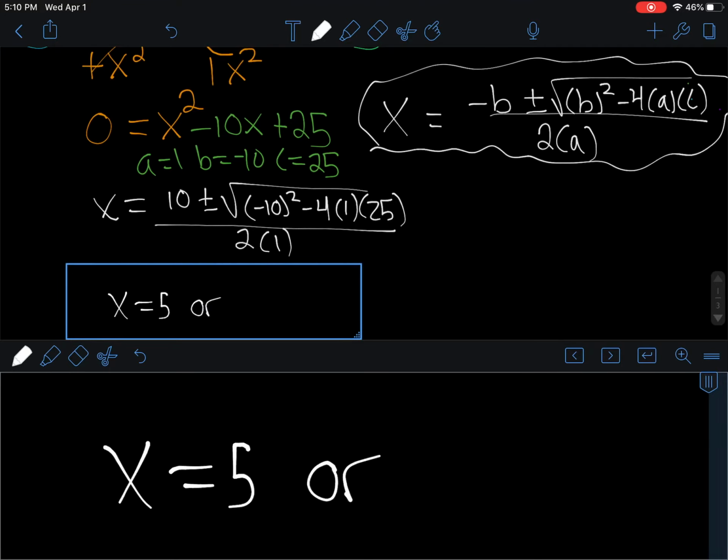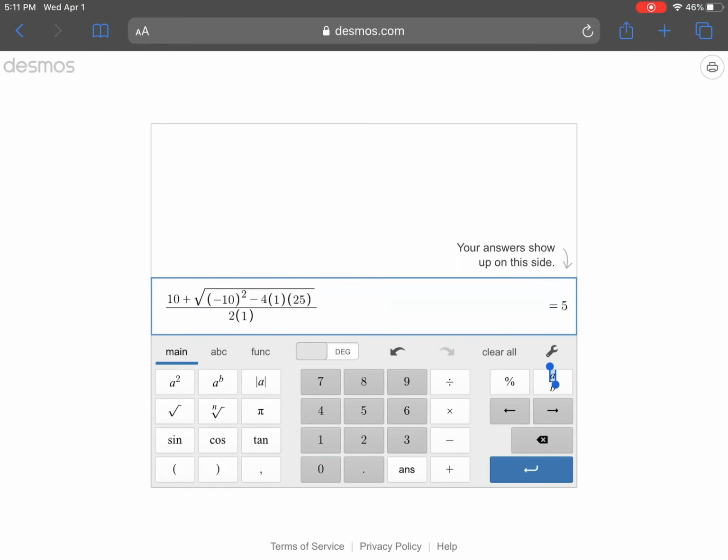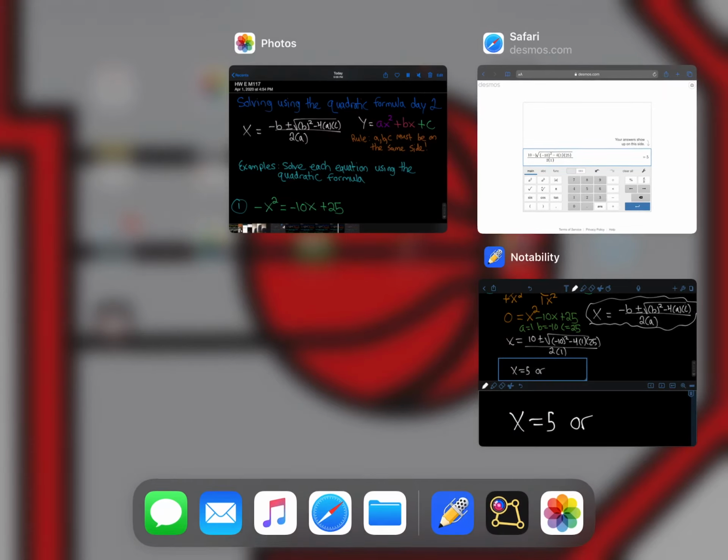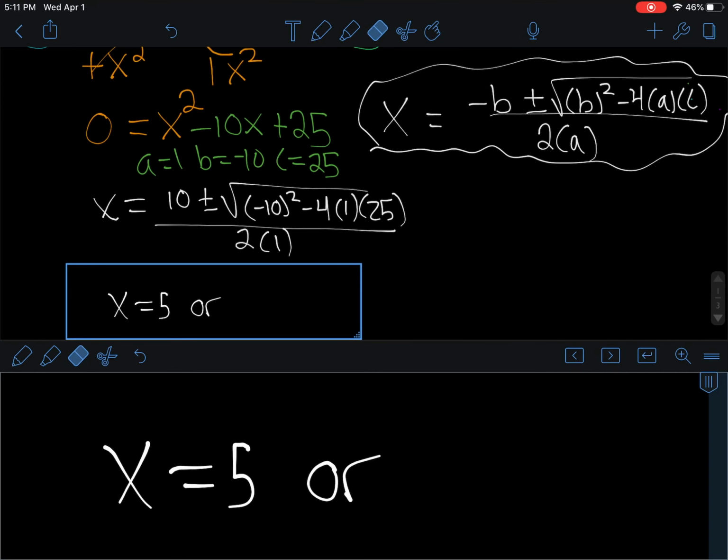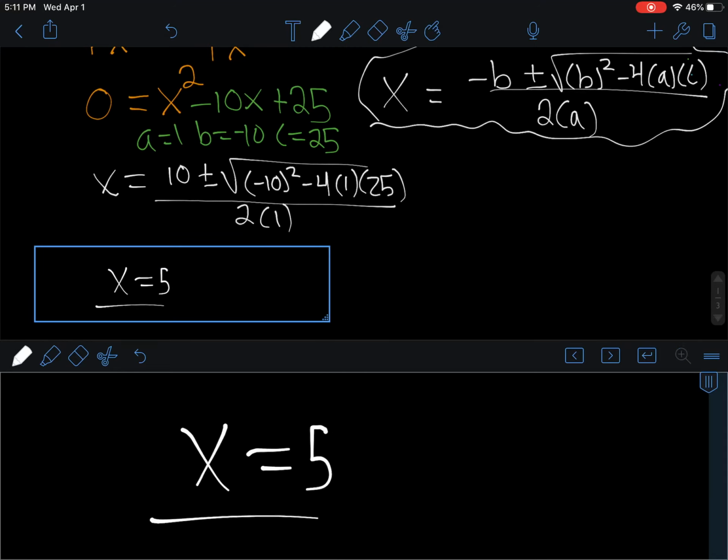Or change the plus to a minus. My other answer will be, oh, look, it's the same answer. So it'll be 5 as well. Remember, you can get one answer. It doesn't always have to be 2 answers. You can also get no answers as well. So my only answer here will be x equals 5. So again, my only x-intercept there will be, or my solution will be 5.